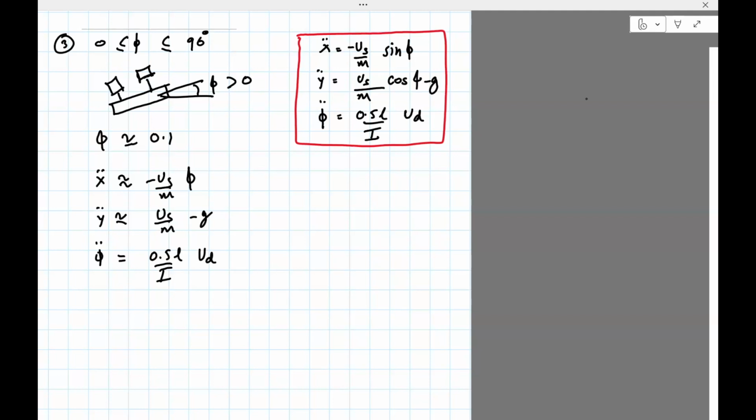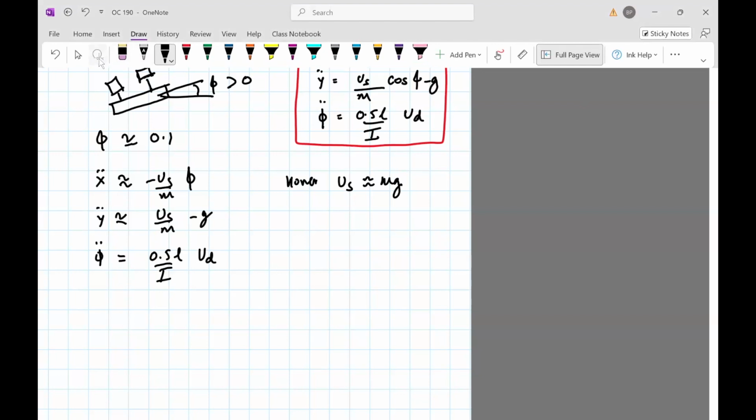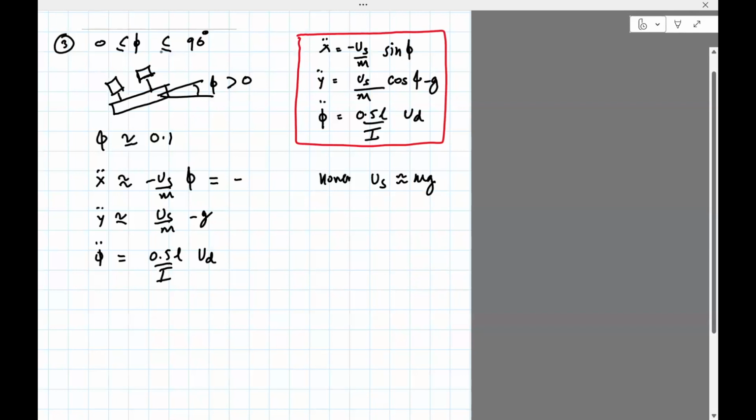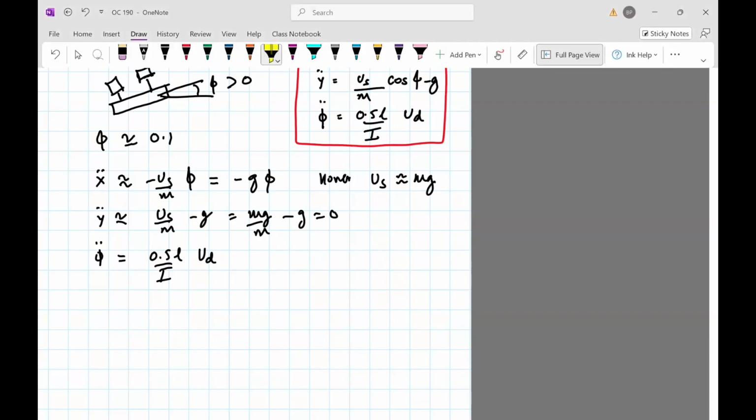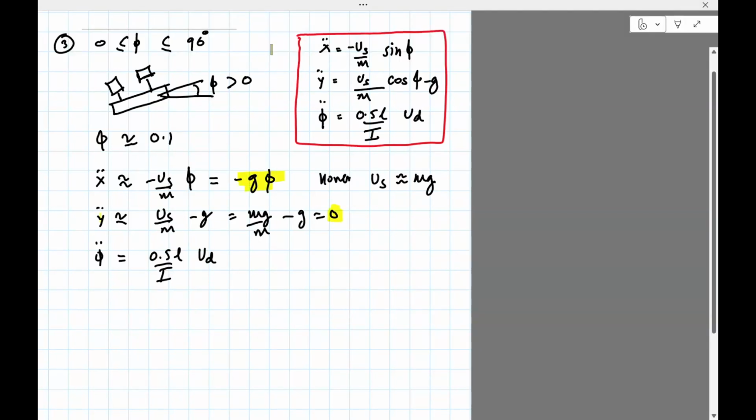Okay, now if we wanted to hover, we want US to be approximately equal to mg. If you don't have this, then the drone will basically crash down. So you want US to be similar to mg. So we can rewrite this as minus, US is mg, so m cancels off, so we have minus g phi. And then this will be mg divided by m minus g, which equals 0. And then this will be something which depends on the difference. But the interesting thing is happening here and here. So y double dot equals 0 means stationary. It's not going to go up or down. It's going to be stationary because the acceleration in the y direction is 0.